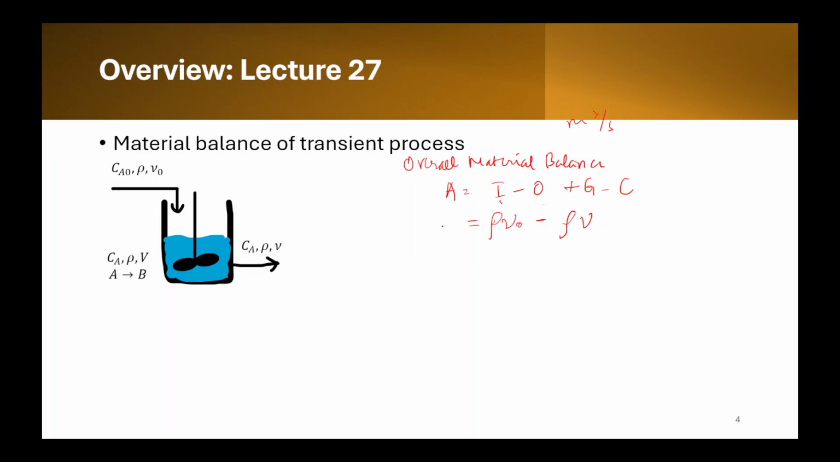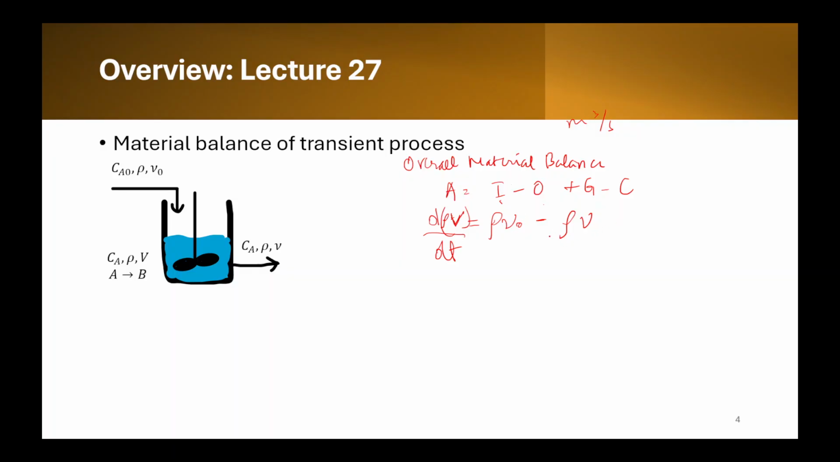And what will be dA? The mass inside this reactor will be rho into V, and that will be d rho V by dt. This is the accumulation. This is not nu, mind you. This is V, capital V. So this is how you get the first equation from the overall material balance.